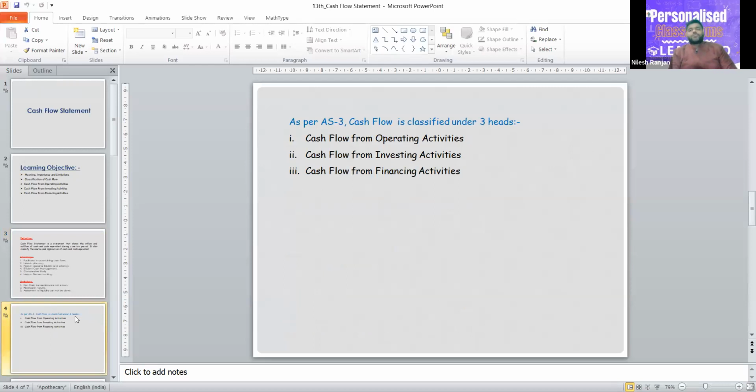Okay. So cash flow from operating activities, investing activities, and financing activities. I told you that there are three types of activities that we have to cover in the cash flow. When we prepare the cash flow statement, you have seen that the first item is cash flow from operating activities. You prepare all the operating activities in that, and then investing, and then financing.